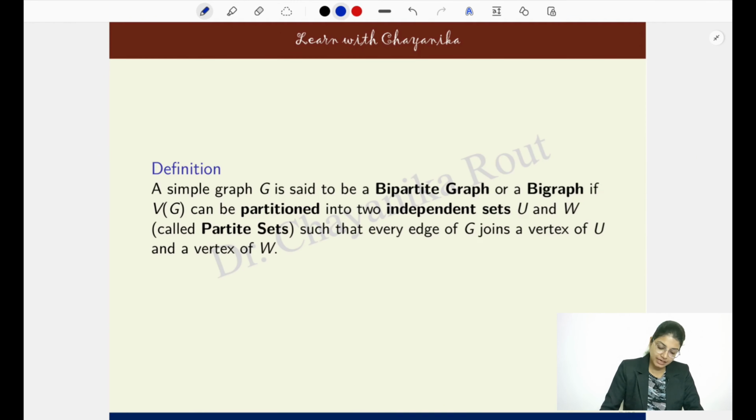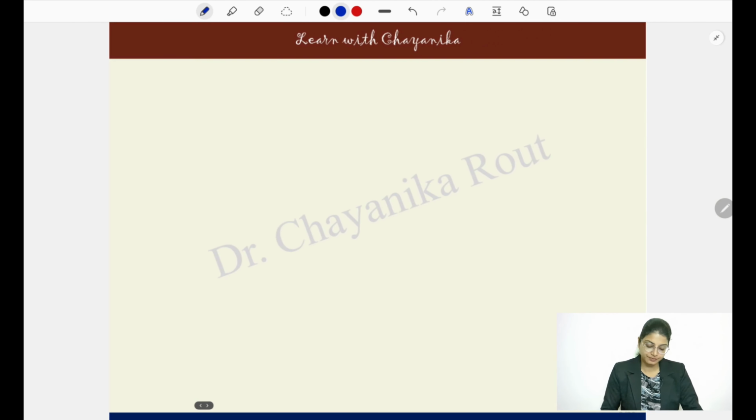It is a simple graph in which the vertex set VG can be partitioned into two independent sets called partite sets, such that every edge of the graph joins a vertex of one partite set and a vertex of the other partite set. Let's see some more examples.